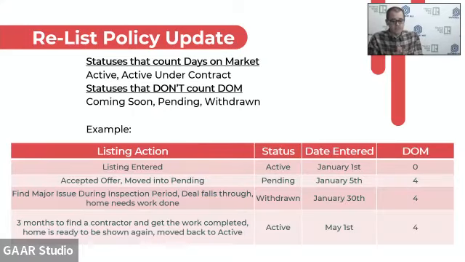So let's look at this example. In this case, the property was on the market for 4 days. It got an offer, went into pending for 25 days, had an issue, took 3 months to fix it, then went back on the market. In this case, the days on market would still be 4 days. There's one caveat to this. When you're moving back to active, there's a field that right now says fall through date that will soon be changed to back on market date. Then the days on market won't automatically subtract. If that happens though, give us a call and we can fix it for you.